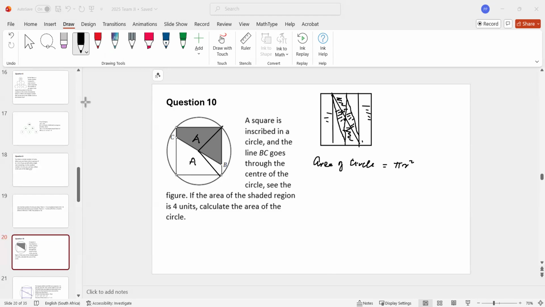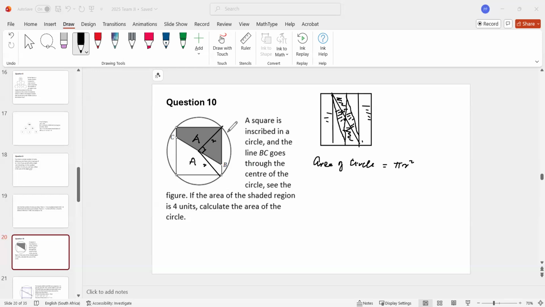And in a square, when you join the center, all these triangles are isosceles triangles, and these angles are 90 degrees. It's one of the properties of a square. If I join the two diagonals, then the diagonals are equal, they cut each other at 90 degrees, and each one is half of it. So you've got, this is your R, and this is your R.